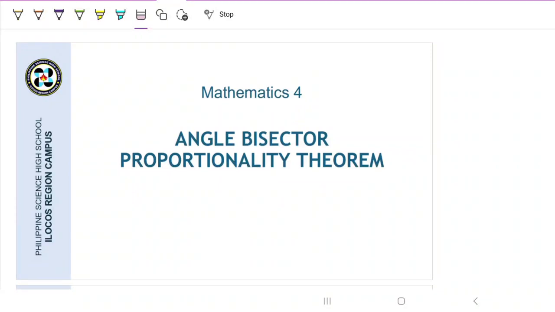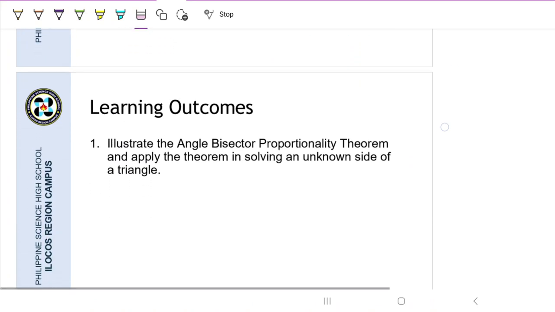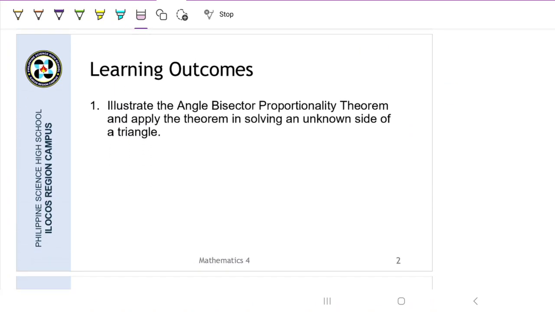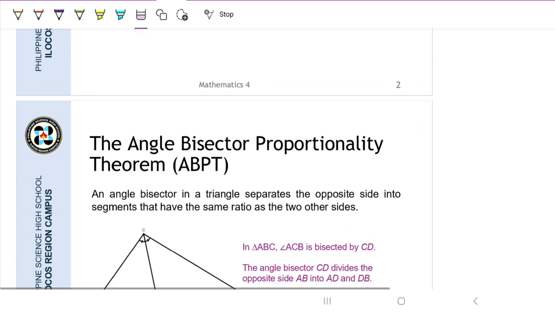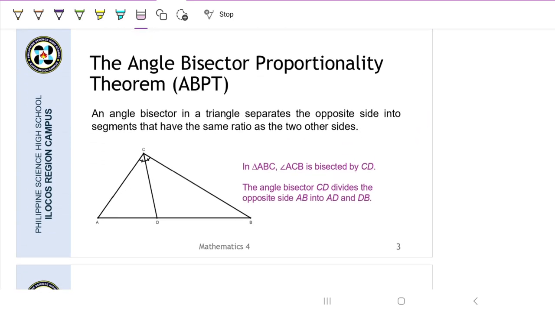In this video, we are going to learn about the angle bisector proportionality theorem. Specifically, we are going to illustrate the angle bisector proportionality theorem and apply this theorem in solving the unknown sides of a triangle. So let's look at the theorem.